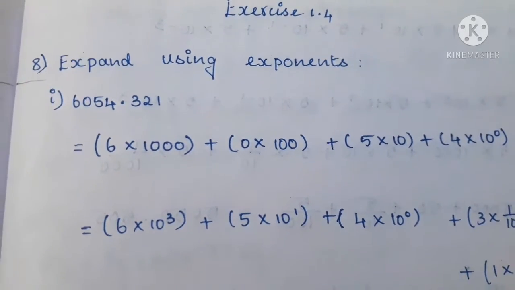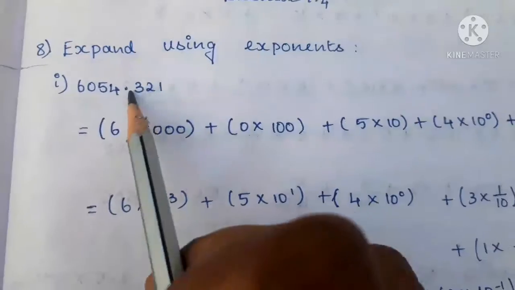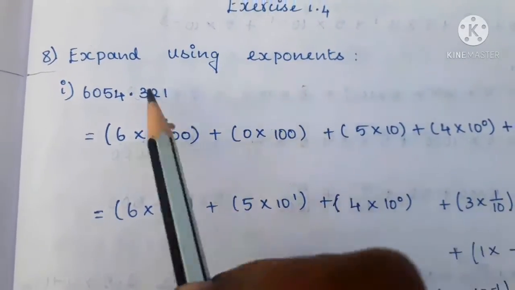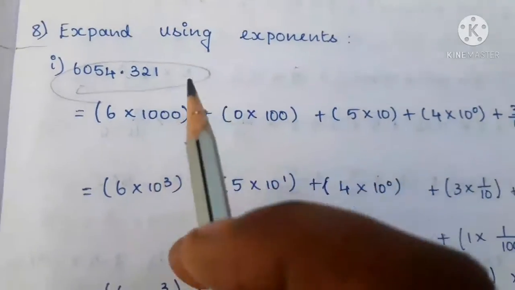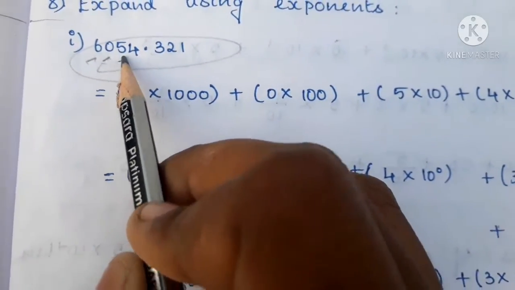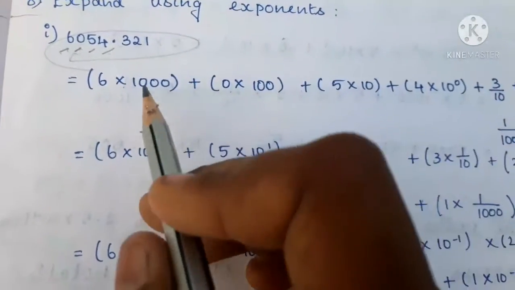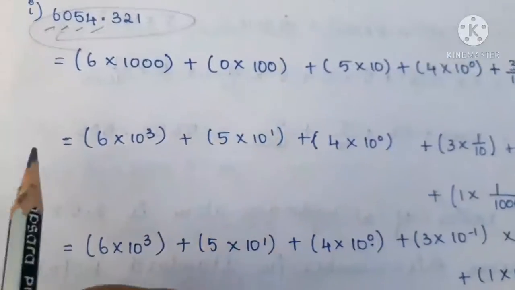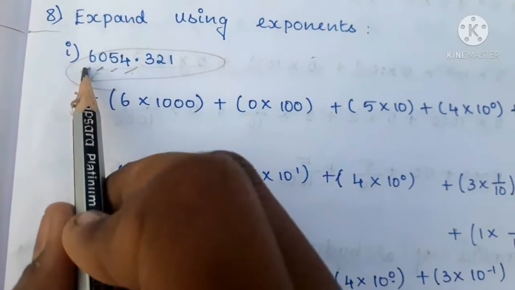Good morning, students. Now let us continue with our exercise 1.4, eighth question. Expand using exponents. We have to expand the number using exponents. How to do that? First of all, you should convert every number place, that is place value, into its constituent 10, 100, 1000 forms.